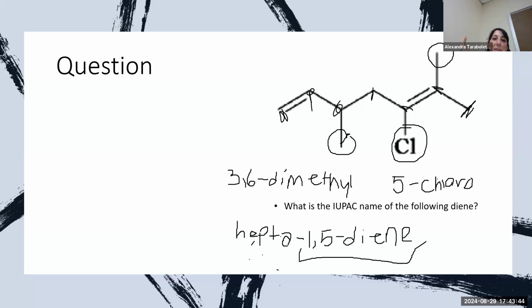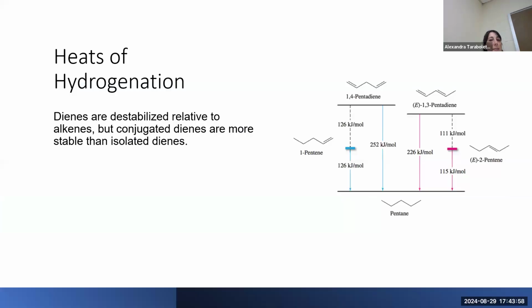All right, so just doing that practice, hopefully this is a good warm-up, remembering how to do our naming and numbering. And you're also seeing the dienes. That was the new component here. So let's talk about dienes a little bit more. What about their stability? Generally speaking, if you compare a diene to just an alkene, what I'm talking about is just one double bond, they are less stable. They're destabilized compared to just one double bond. So 2 double bonds, a little less stable than 1 double bond.